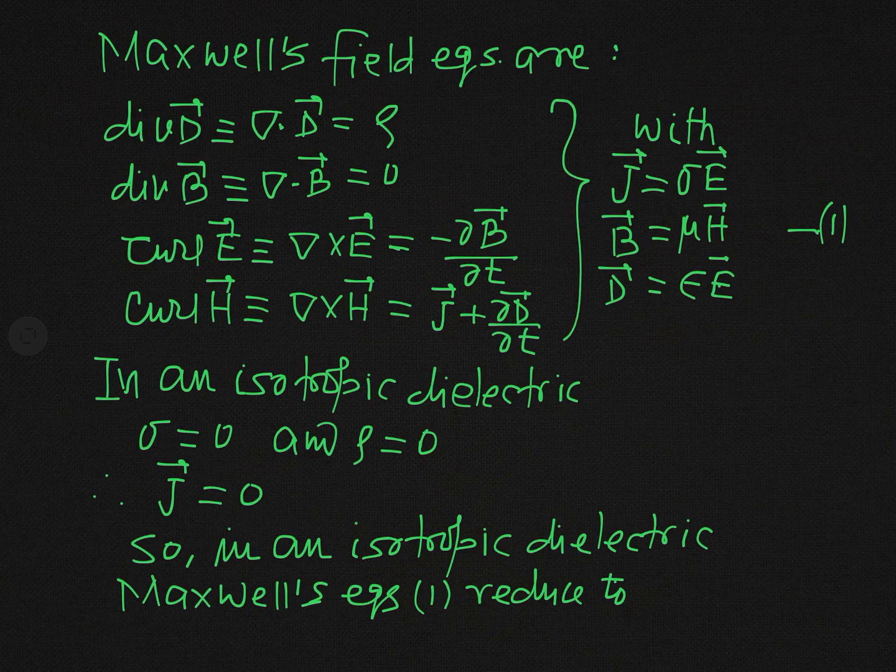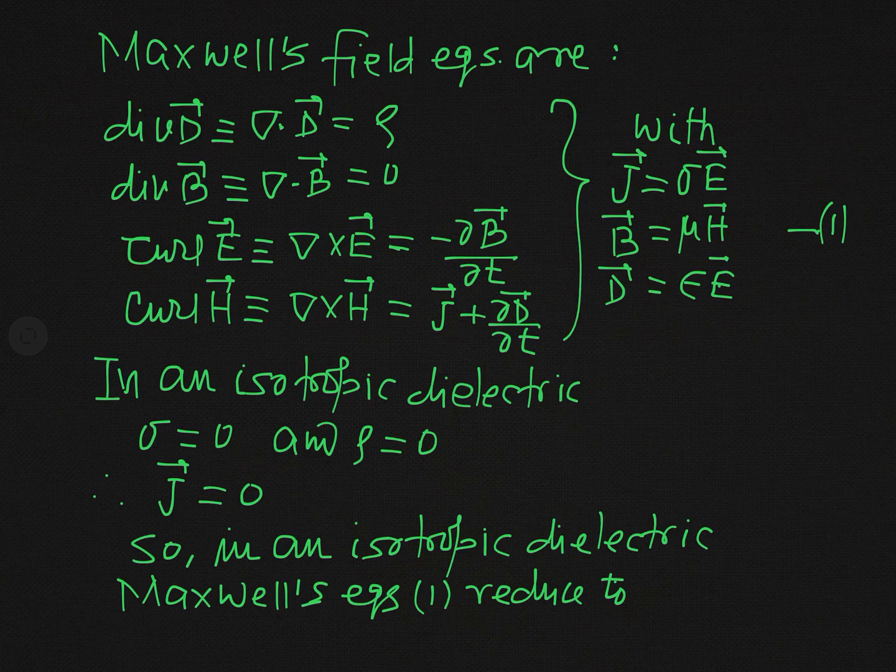And so if sigma is 0, from this form of Ohm's law, J equal to sigma E, you can see when sigma is 0, J will also be 0. So if we impose these values of J and rho in equation 1, then we will get the Maxwell's field equations particularly in isotropic dielectric medium.